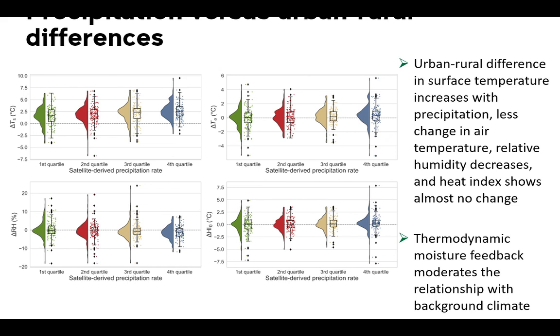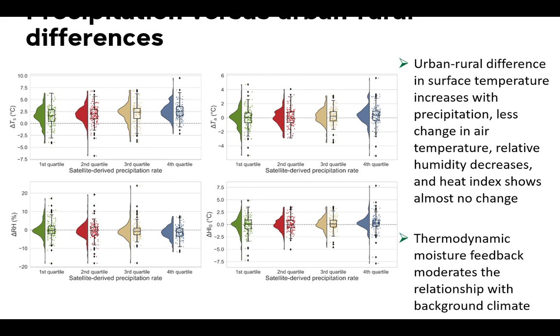Similarly, when we look at the variability of the urban heat signal across background climate, which is done with precipitation rate as the proxy, which is very common in the literature, we see an increase in the surface urban heat island in wetter climate compared to drier climate. This is also kind of seen for air temperature, or canopy urban heat island, but again, the magnitude of change is much lower.